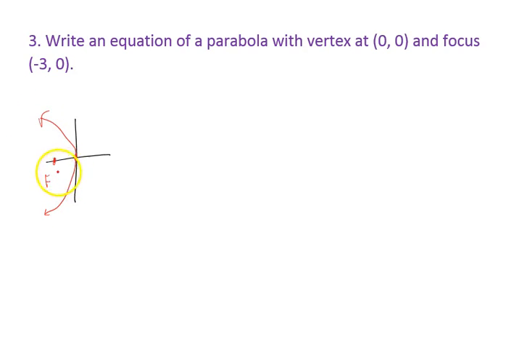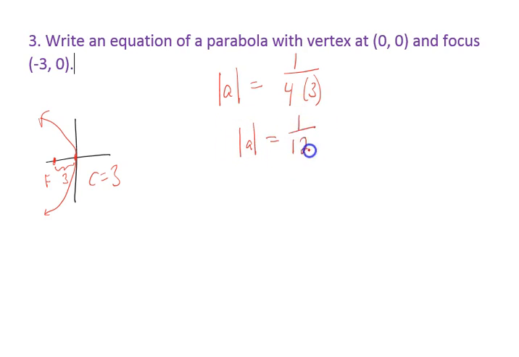Another thing while I'm right here, I figure out is C. That distance between the focus and the origin is, in this case, 3. So C is 3 for this one. And then I go back to that absolute value of A equals 1 over 4C. But in this case, I know that C is 3. So the absolute value of A equals 1 over 12.